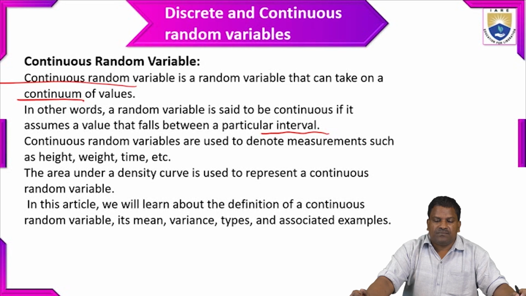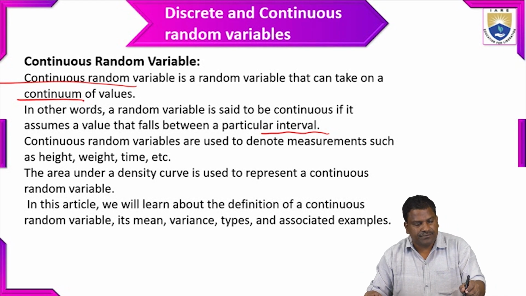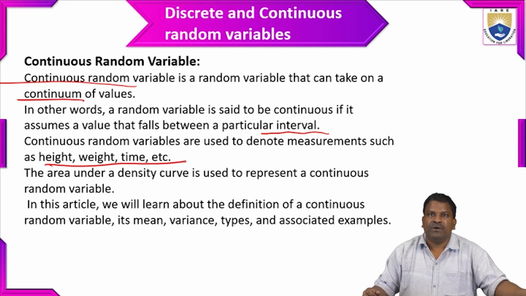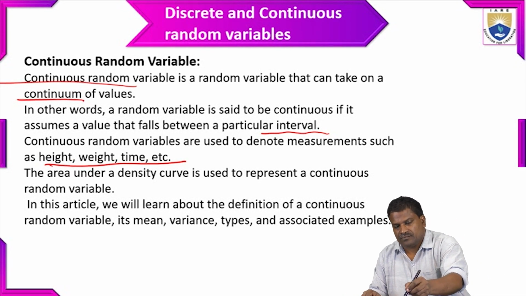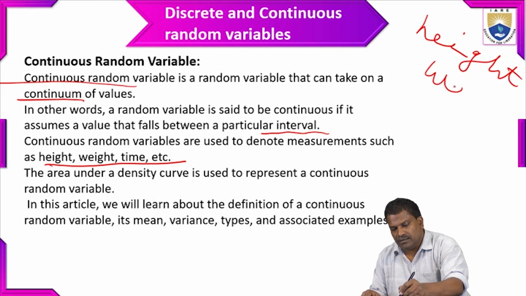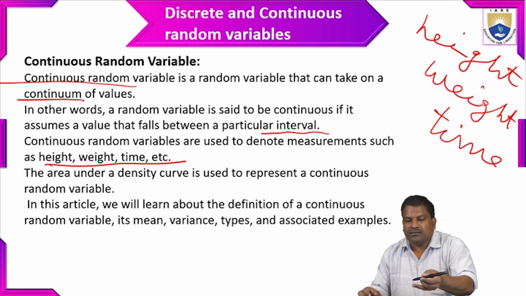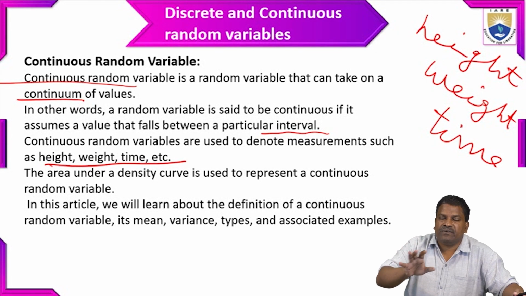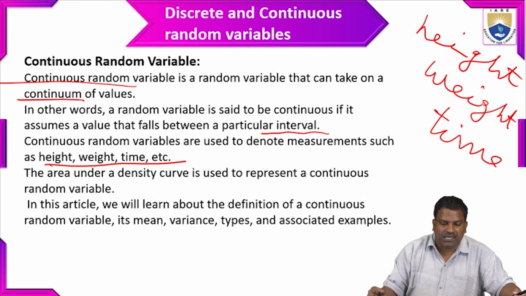Continuous random variables are used to denote measurements such as height, weight, time, etc. These all lie between some interval, some range. So, these are the best examples for continuous random variables.